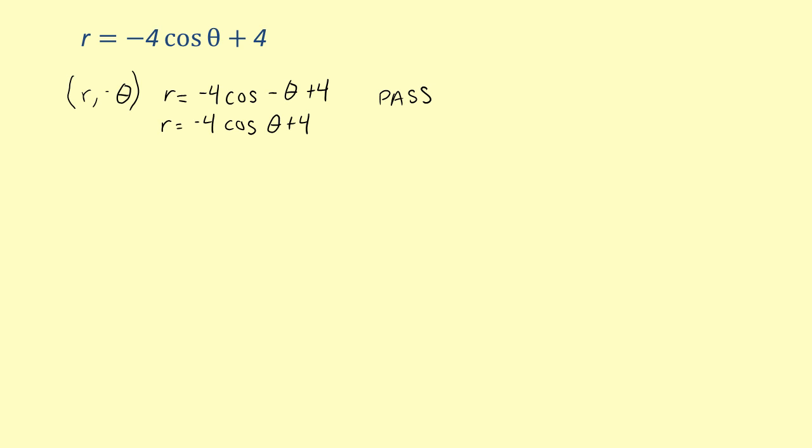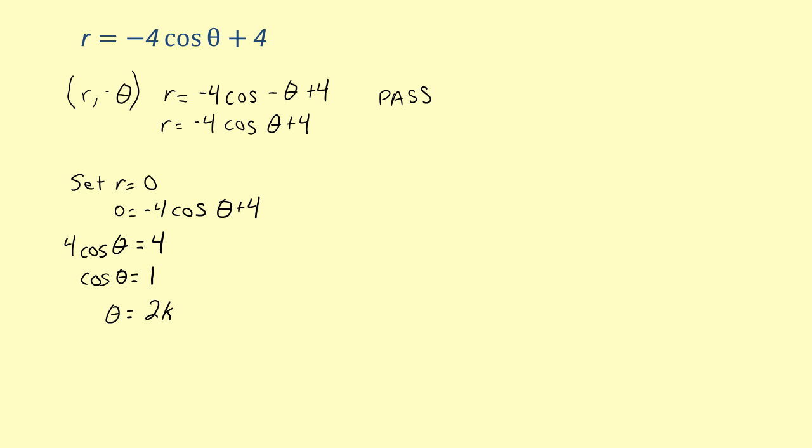Our next step is finding the zeros of the equation. To do this, set r equal to 0 and solve for theta. To solve, 0 equals negative 4 cosine theta plus 4. Add 4 cosine theta to both sides of the equation. Now we have 4 cosine theta equals 4. Divide both sides by 4 to get cosine theta equals 1. Remember that the cosine of 0 is 1, as is the cosine of 2 pi. So, theta equals 2k pi. When k is equal to 0, theta is equal to 0. So the zero of our function occurs at the point 0, 0.